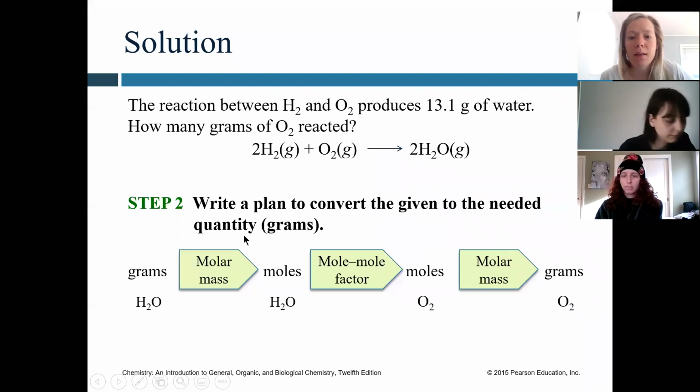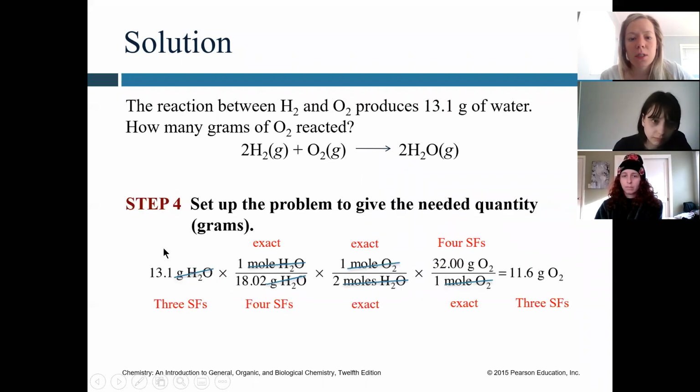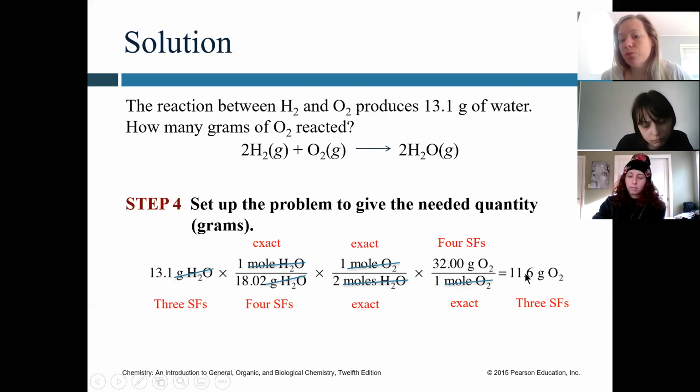So when we plug it in, okay, we have our 13.1 grams. We're going to divide it by the molar mass to get it into moles. Then we've got our 2-to-1 ratio, and then we multiply it by the molar mass of O2. We should get 11.6 grams of O2. You guys seeing how this is the same thing over and over again? It doesn't really matter what the balanced equation is, doesn't matter what's given, you're going to follow that same system.